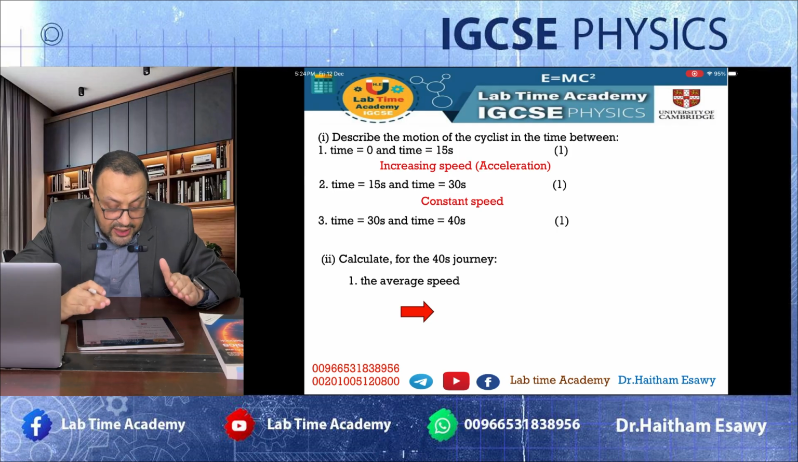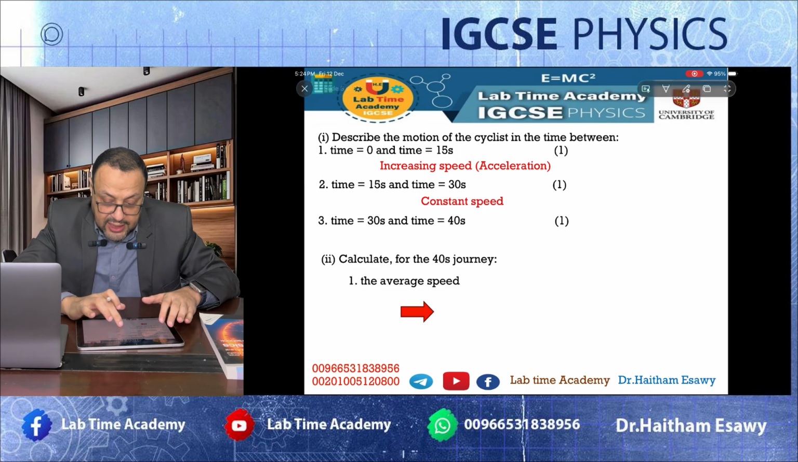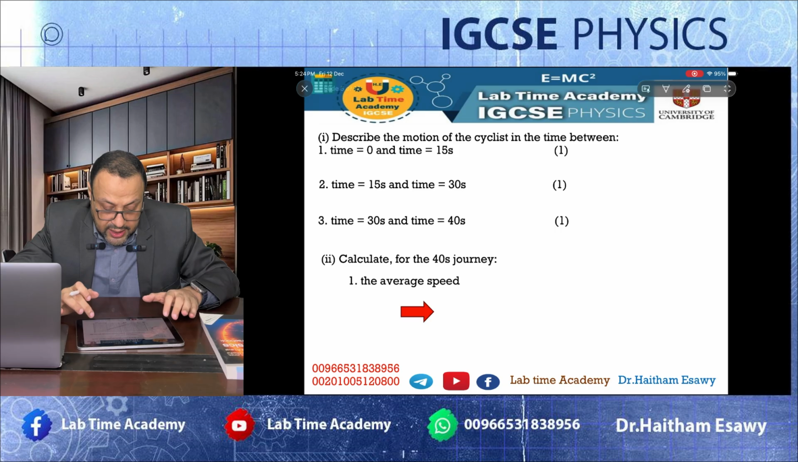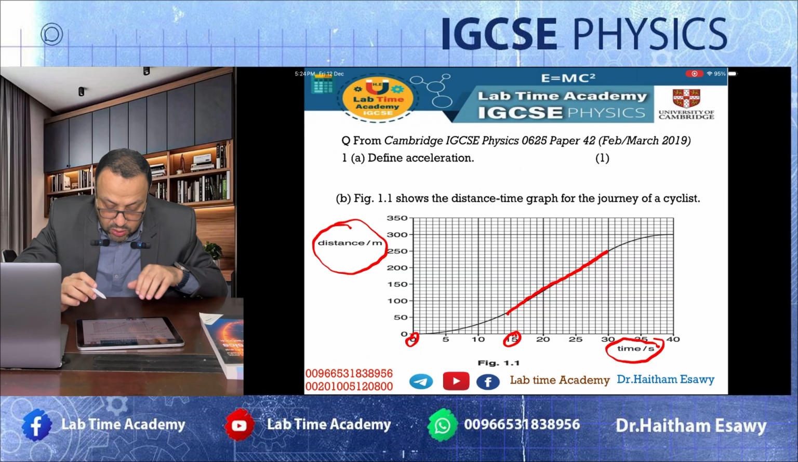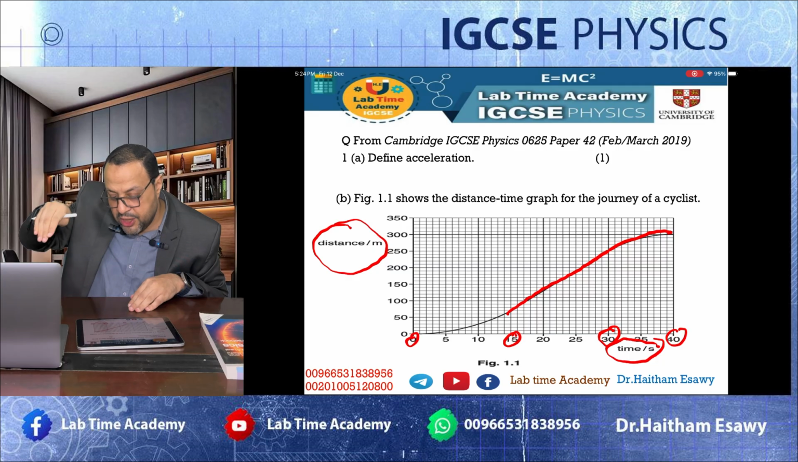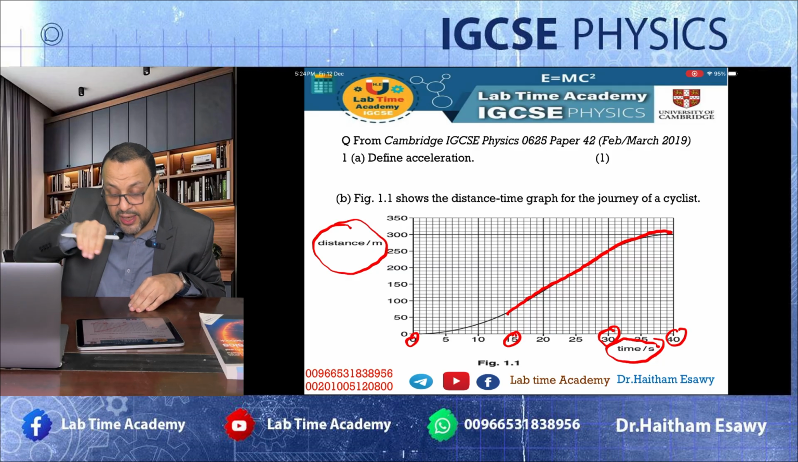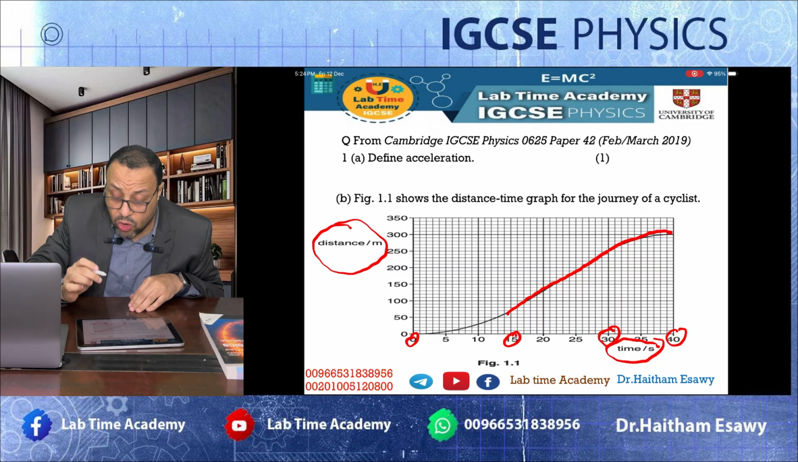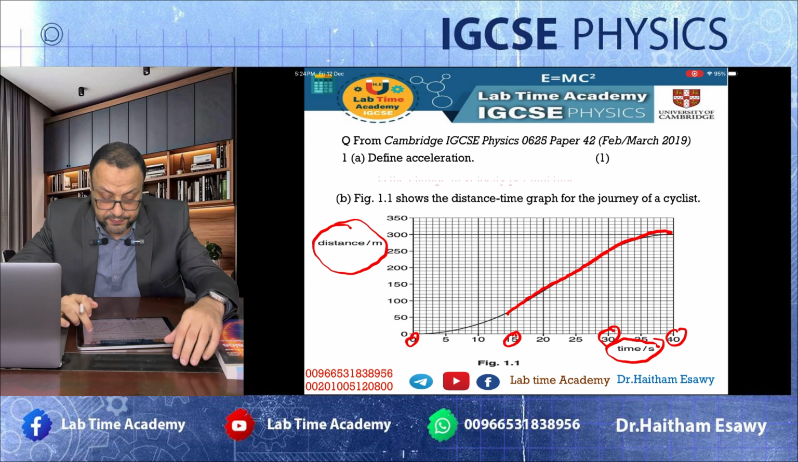3. Time equals 30 seconds and time equals 40 seconds. Let's return back. Here, time equals 30 and time equals 40. We'll start from 30 to 40. So what will happen to this curve? It will be just like decreasing. So we have decreasing speed, or deceleration.